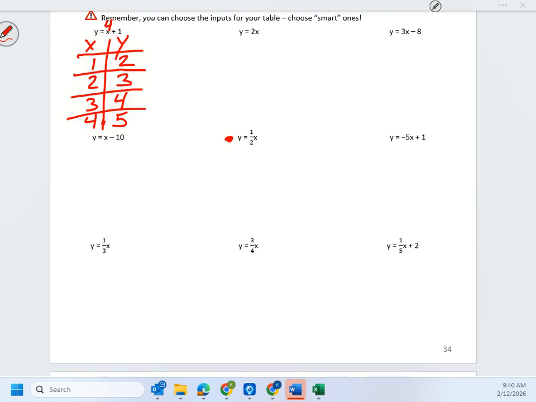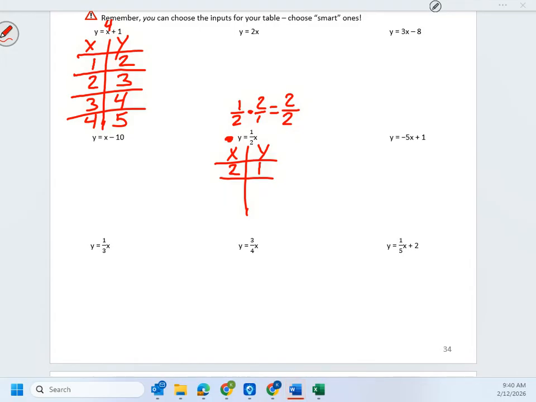It is going to be a lot easier to find a y if your x is a multiple of that denominator, because then you're going to work with whole numbers. So if I put in a 2 for my x, that would be 1/2 times 2, which would be 2 over 2, right? Because that whole number, we put a 1 under it. So 2 over 2 is a 1.